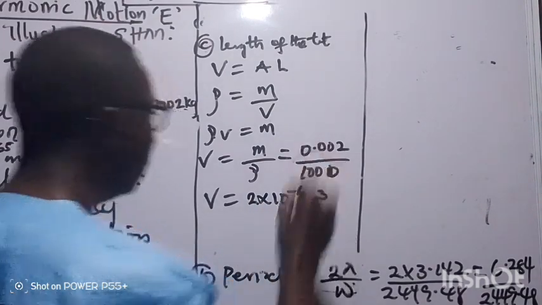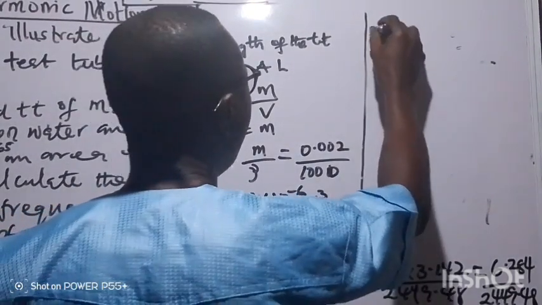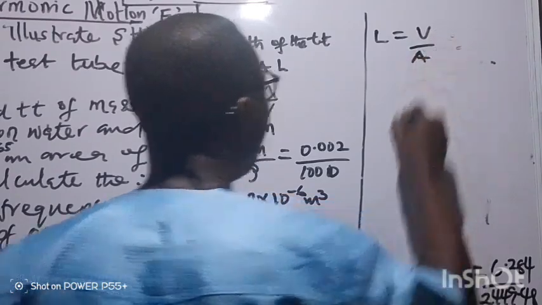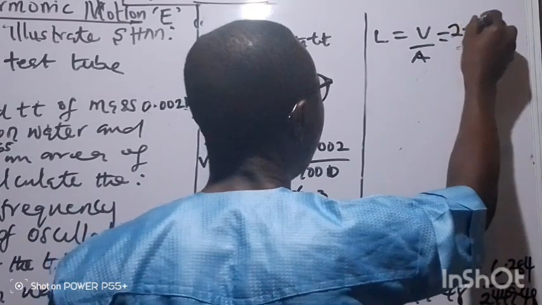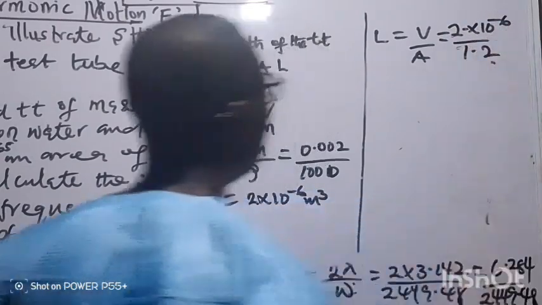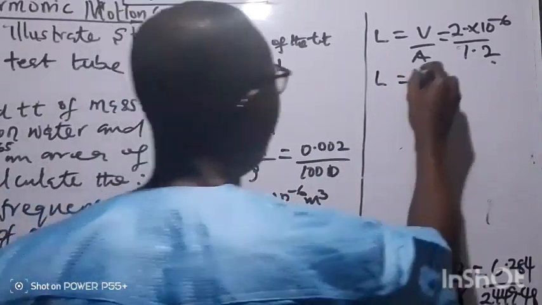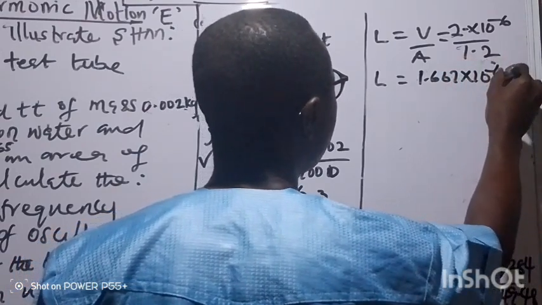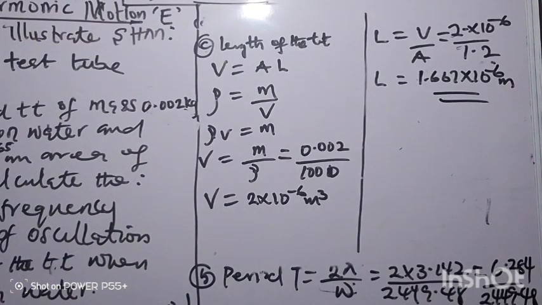Now from there we can calculate L. L now will be equal to volume over area. And the volume we got is 2 times 10 raised to power minus 6 over 1.2. Finally, L, length, will be 1.667 times 10 raised to power minus 6 meter. That's the length of the test tube inside the water.